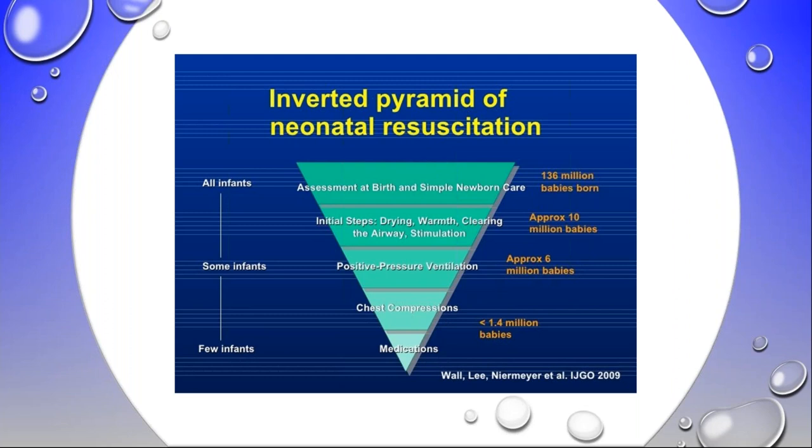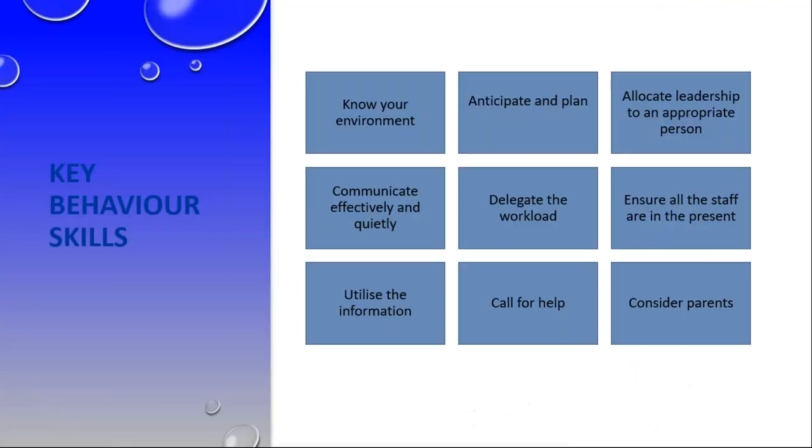The next group of babies, approximately 6 million, will need to be ventilated. This doesn't mean that they need to go on a ventilator. All it means is that they will need to be assisted to breathe initially, and they will do well. About 1.4 million babies worldwide only require resuscitation. That is a very small number from what we see up there. And a lot of resuscitation is actually being, as I said before, very clear, concise, calm, and caring, and very gentle in your resuscitation.